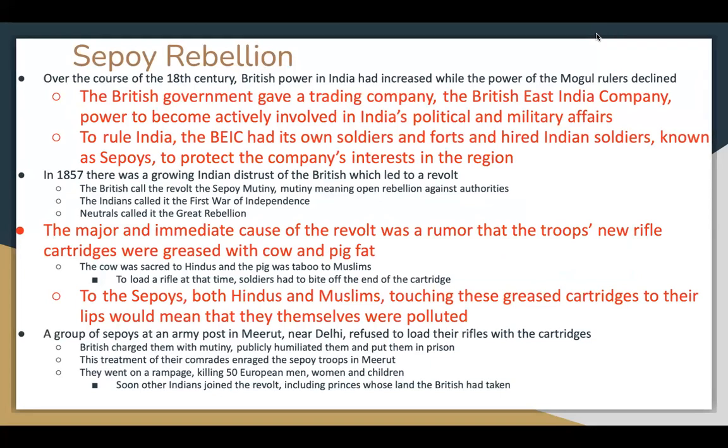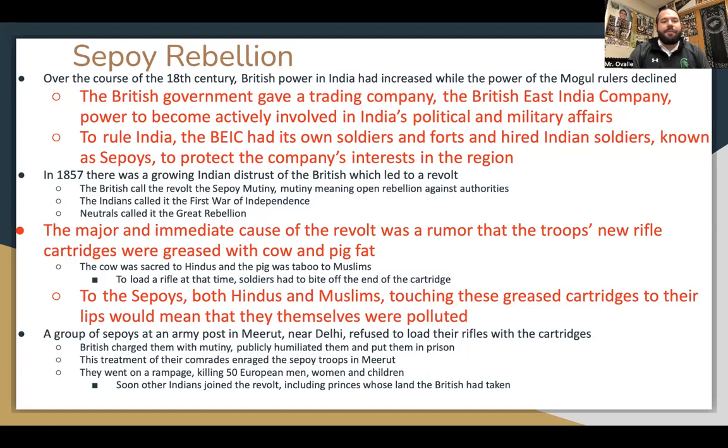Over the course of the 18th century, British power in India had increased while the power of the Mughal rulers had declined. The British government gave a trading company, the British East India Company, power to become actively involved in India's political and military affairs. To rule India, the British East India Company had its own soldiers and forts. They hired Indian soldiers known as sepoys to protect the company's interests in the region.